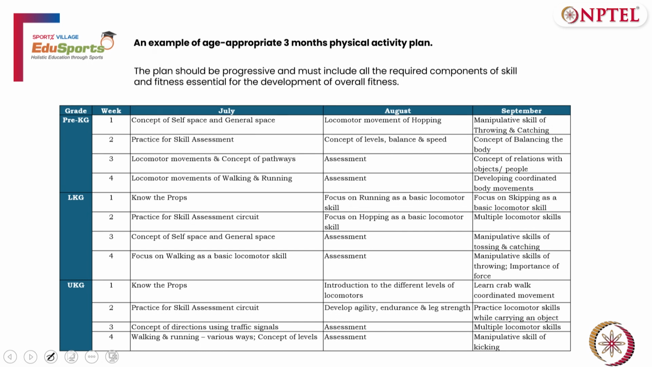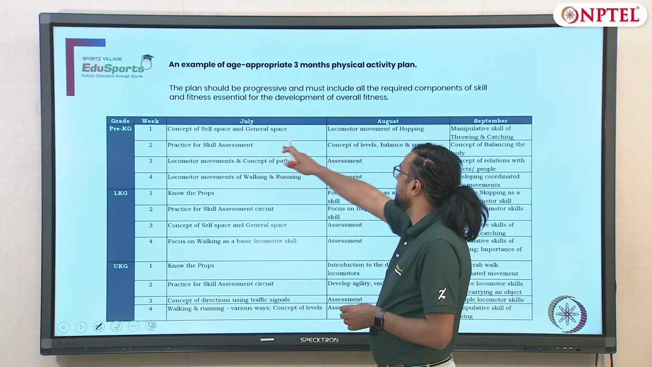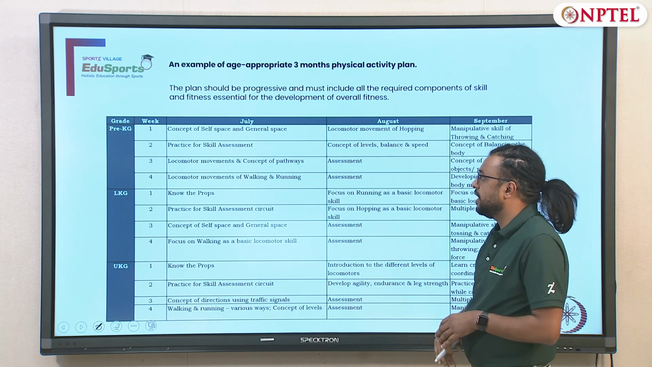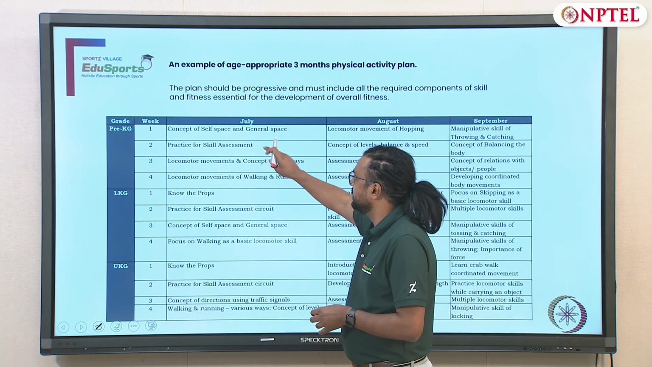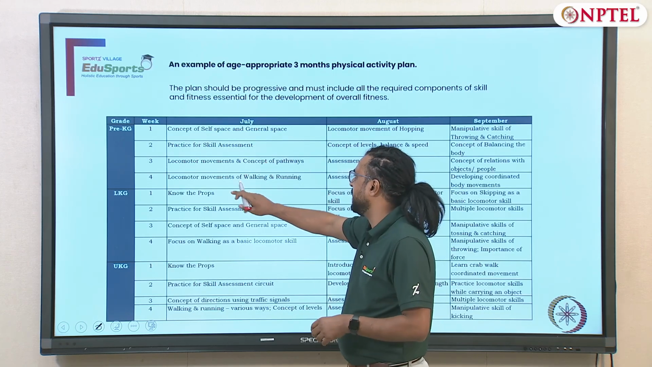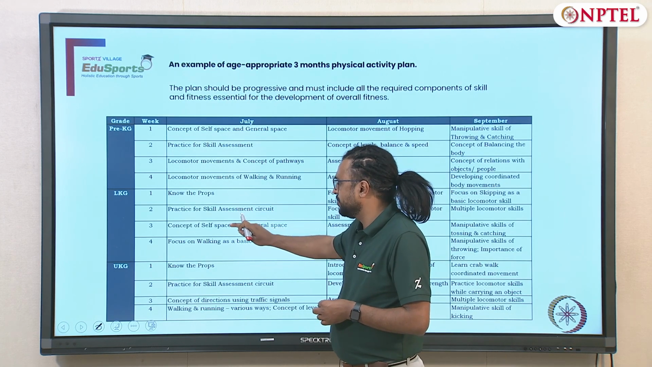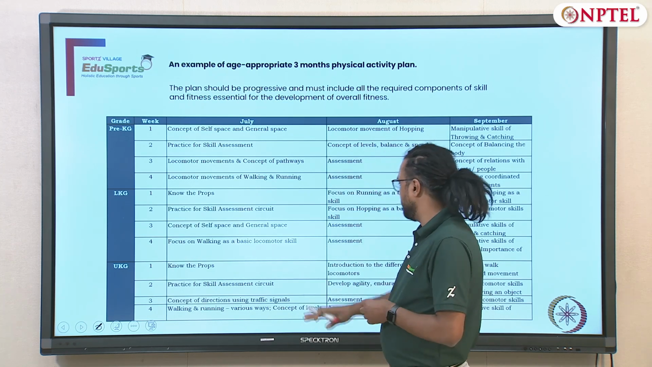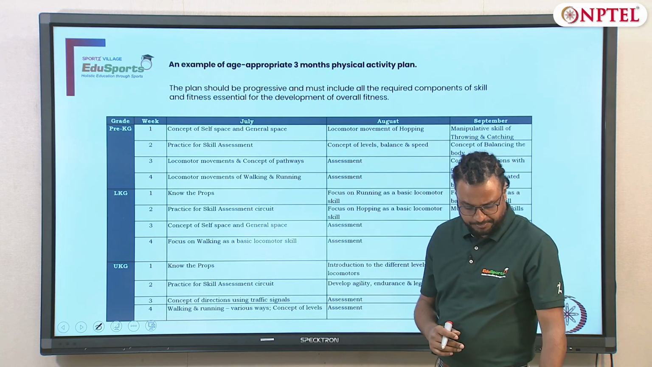And these activities have to be progressive. You need to plan these activities in advance. This is a quarterly plan. For example, July, August and September, how do you plan? For pre-KG you teach the concept of space awareness, then you do a skill assessment, a formative assessment kind of, then you teach locomotor movement and pathways. Then LKG: progressing from pre-KG to LKG, what are you supposed to teach, then UKG, what are you supposed to teach. So, this is a 3-month quarterly plan.